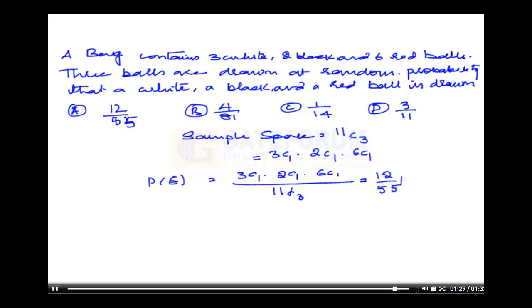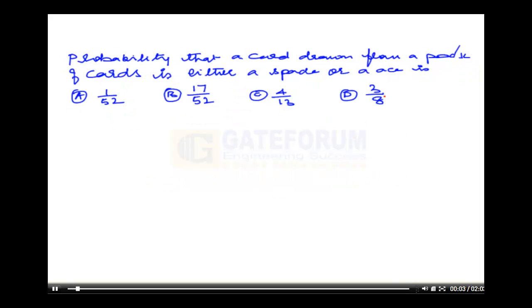So that is A is the required answer. To find the probability of drawing either a spade or an ace, the number of cards are 52. Out of them, spades, which is the name of a suit, contains 13 cards. In these 13 cards there is an ace, and ace means one in each suit, totally 4 aces in 52 cards. But we have to find the probability of drawing either a spade or an ace.